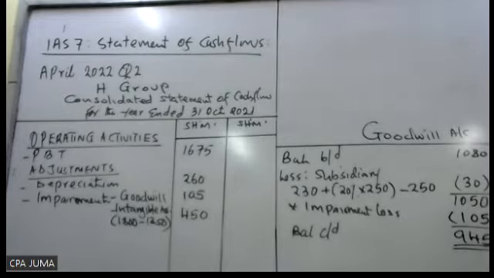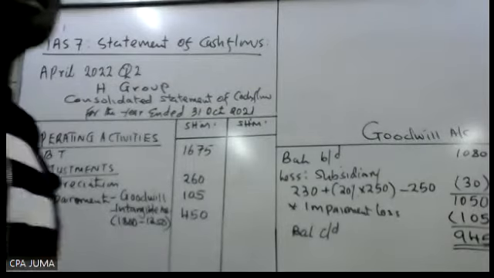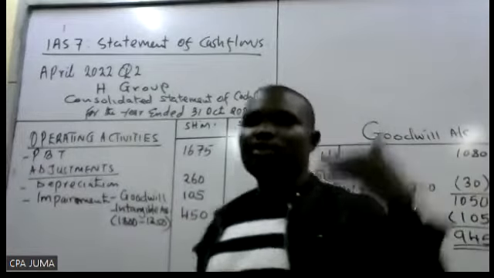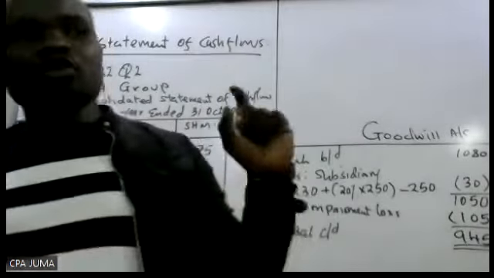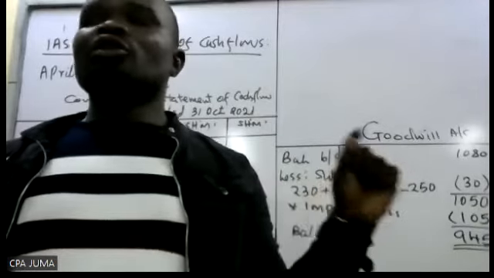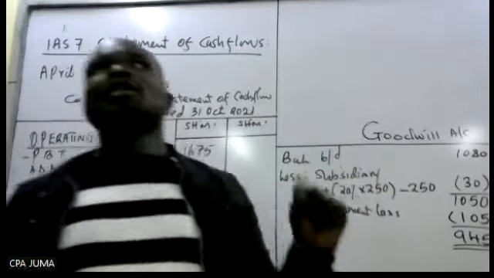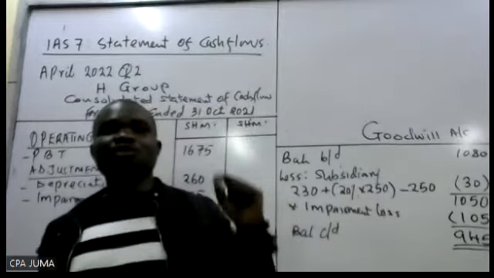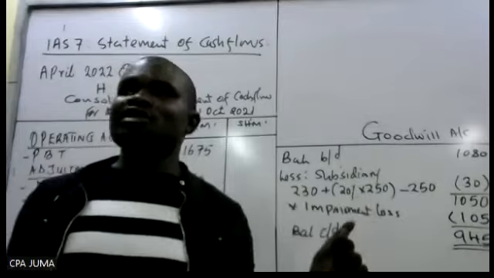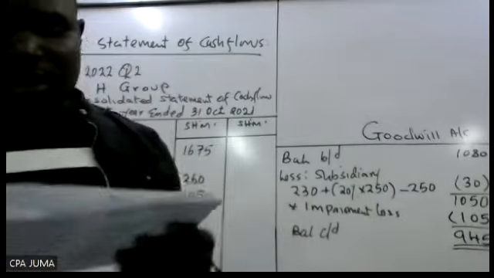Alright, so that is it. I want you to master the flow. You start with profit before tax, bring back depreciation and impairment. Can you check, is there an item of PPE or not PPE per se? Is there any item of non-current asset which was sold? If yes, was it sold at a profit or at a loss?